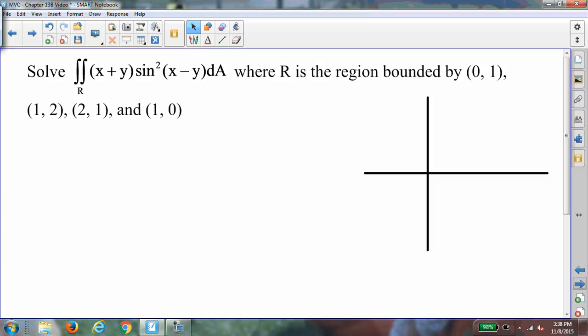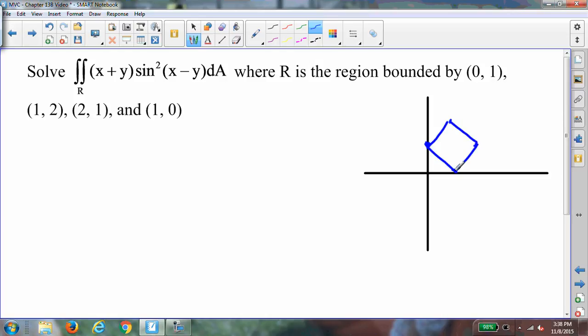Now I'll just wrap it up with two Jacobian problems so you see how that works. So in this first one, I have this integrand, and they give us the regions, (0, 1), (1, 2), (2, 1), and (1, 0). So I'm going to go ahead and just start by graphing these points. So (0, 1) is right here, (1, 2), (2, 1), and (1, 0). So it looks something like that.